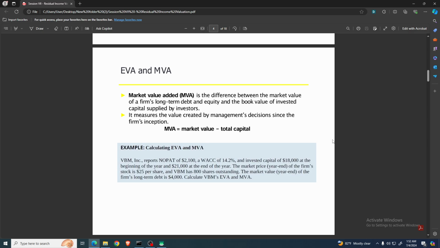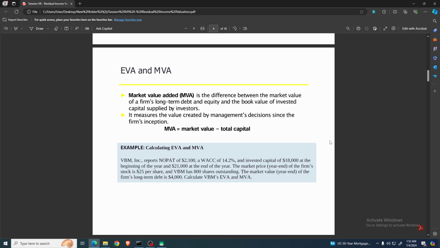So we have an example right here, VBM Incorporation. It reports a NOPAT of $2,100. You have a weighted average cost of capital of 14.2%. Invested capital at the beginning of the year is 18,000. Invested capital at the end of the year is 21,000. Market price of stock at year end is $25 per share. Number of shares outstanding is 800. Market value of long-term debt at year end is $4,000, and we are required to calculate the economic value added and the market value added.